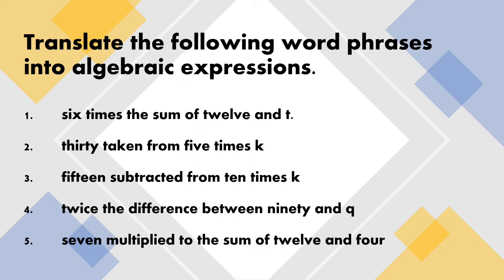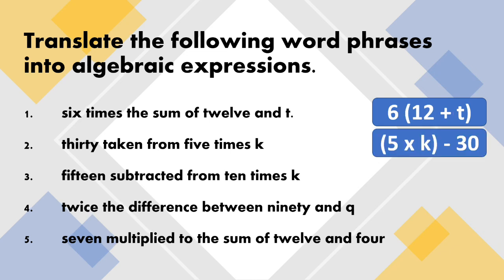For our next activity, translate the following word phrases into algebraic expressions. The first one is 6 times the sum of 12 and t. You may now answer. It is 6 times the quantity 12 plus t. The second one is 30 taken from 5 times k. The answer is 5 times k minus 30.